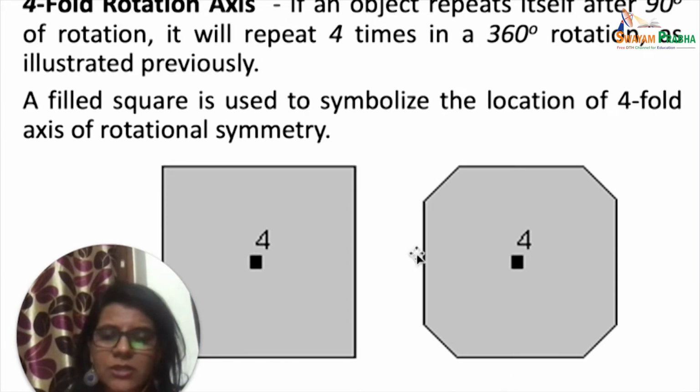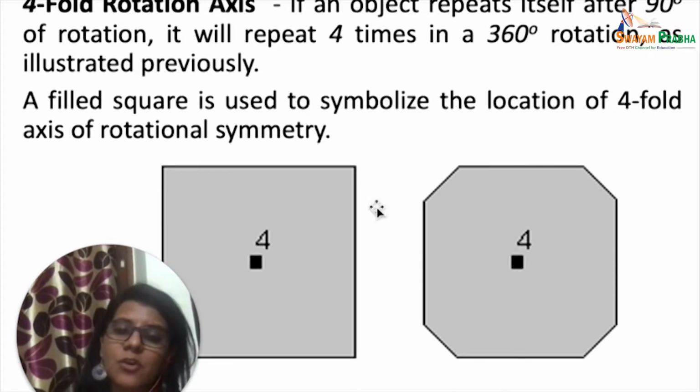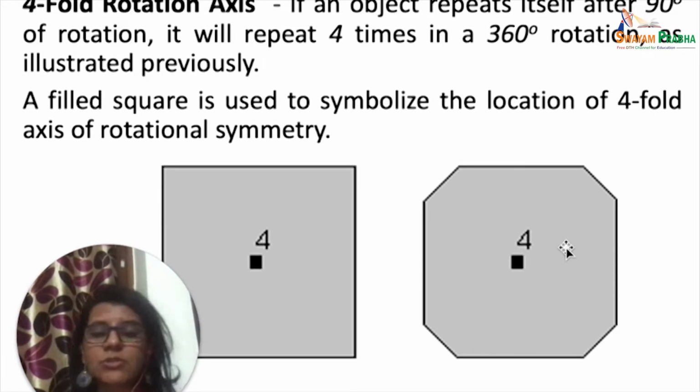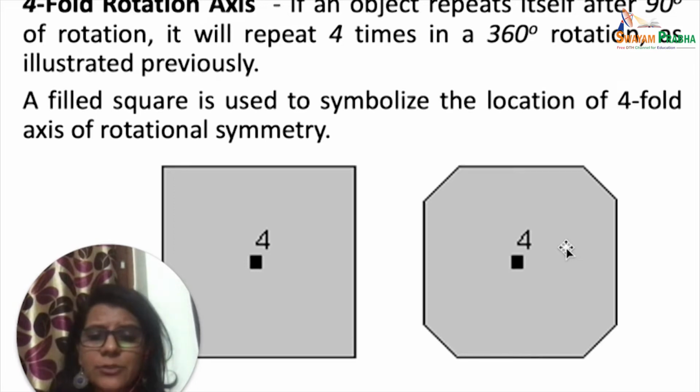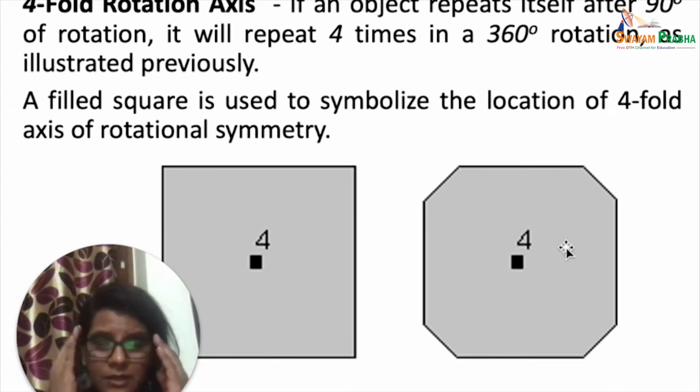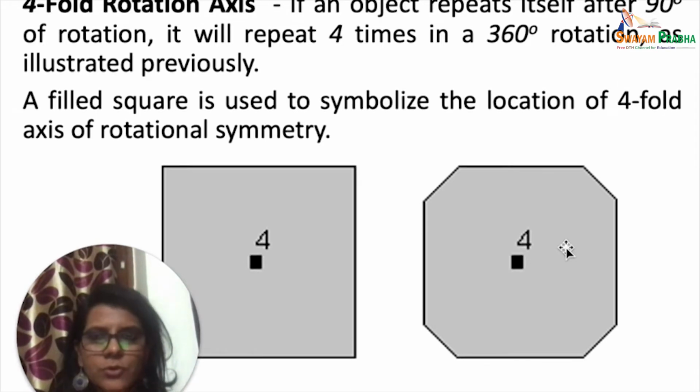Similarly, this structure also has a fourfold rotational axis of symmetry. In case you are not able to visualize this, the best way to do it is, initially you will find it a little difficult because it has a lot more to do with how you look at the picture, but once you get the hang of it you will understand.